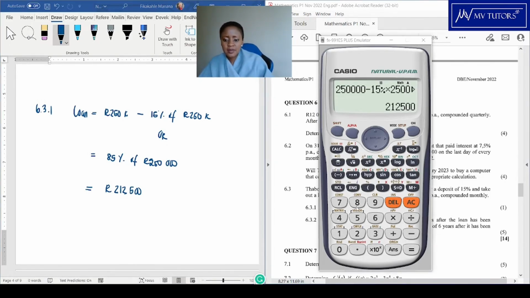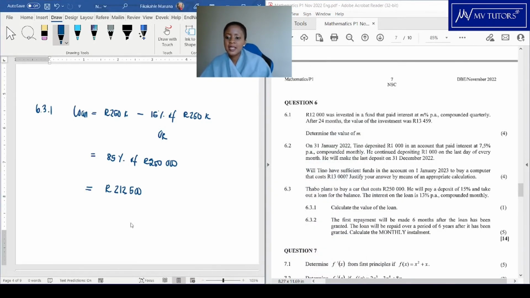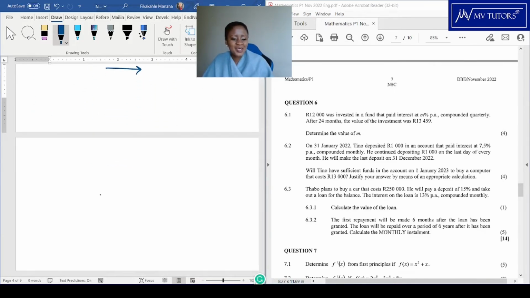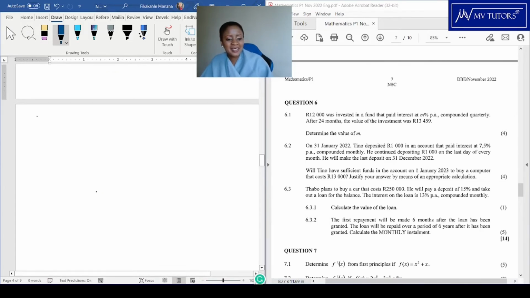So otherwise you could have said 85% times 250,000, and you can still get the same 212,500 rand. 1 mark, as expected. If they gave you guys 2 marks, I would have been like, wow, they're quite generous. So 6.3.2, the first repayment will be made 6 months after the loan has been granted.